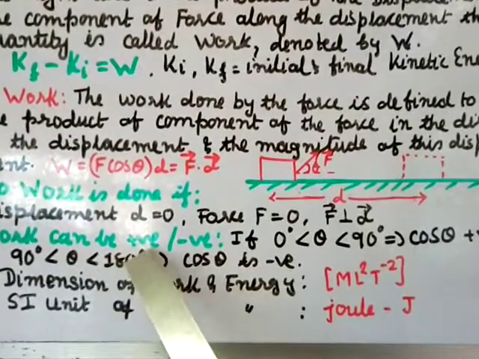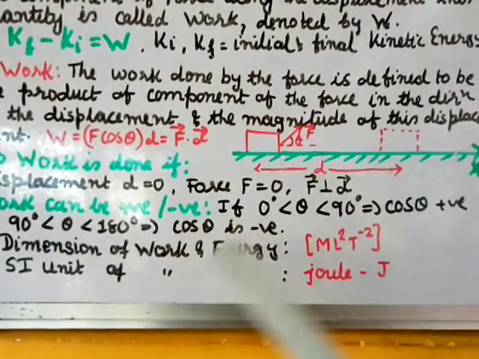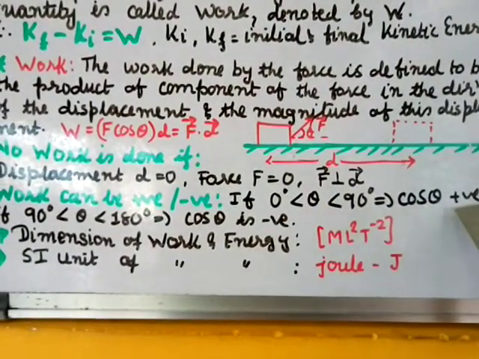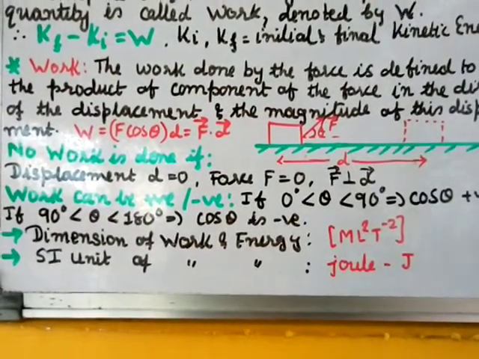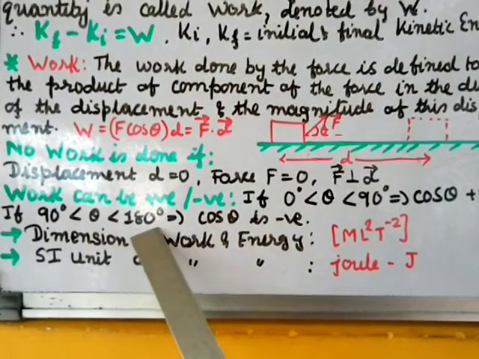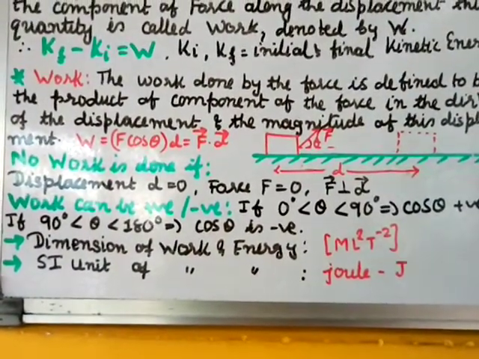Now work can be positive and also negative, depending on theta. If theta is between 0 and 90 degrees, cos theta is positive, in the first quadrant, that means work done will be positive. Secondly, if theta is between 90 and 180 degrees, cos theta is negative, and we say that the work will be negative.